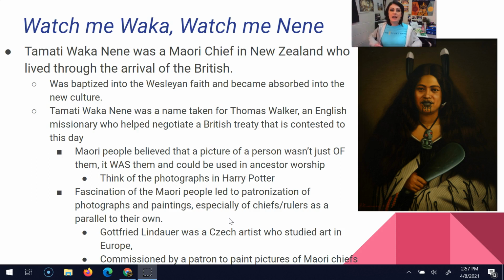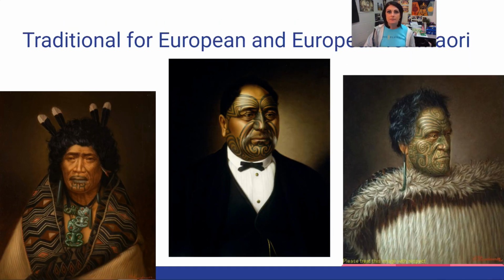So you get Gottfried Lindauer, who was Czechoslovakian. He's trained in European classical art. He's very good with oil paints and creating a naturalistic appearance. He studies in Europe and heads over to this area, to New Zealand, and starts painting portraits that were in huge demand, again, on both sides of the ocean.